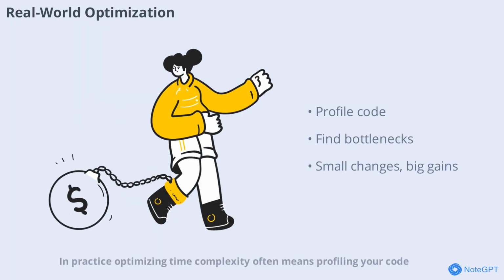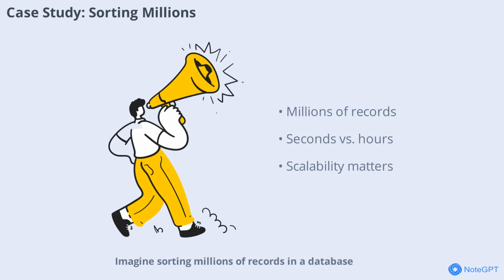In practice, optimizing time complexity often means profiling your code, identifying bottlenecks, and choosing better algorithms or data structures. Sometimes, small changes can lead to big improvements in performance, especially for large-scale applications. Imagine sorting millions of records in a database. Using an O(n^2) algorithm would take hours, while O(n log n) sorts finish in seconds. This real-world case shows why understanding and applying time complexity is so important for scalable systems.